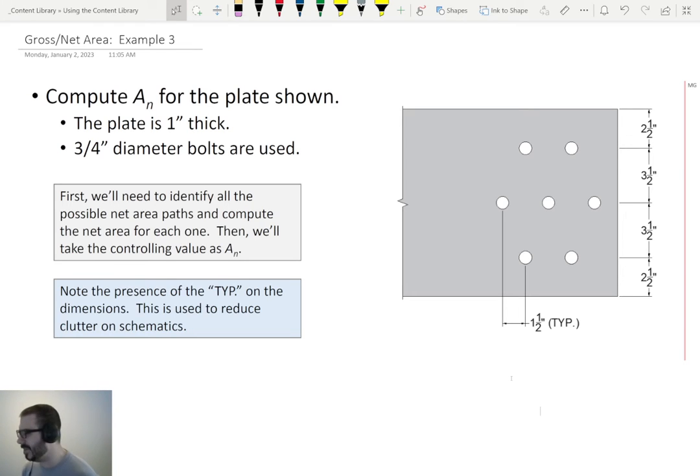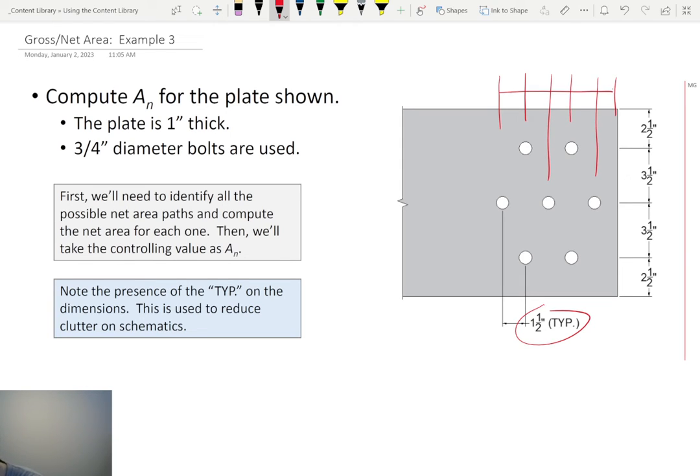Now, a couple things may be a little new on this problem. The first one is this right here. What this is saying is that my longitudinal bolt spacing is 1 1/2 inches, but the term TYP is saying that's a typical dimension. In other words, instead of having to put a dimension here and here and here and here, saying all these are 1 1/2 inches, it's just saying you can assume that dimension is repeated along the longitudinal direction.